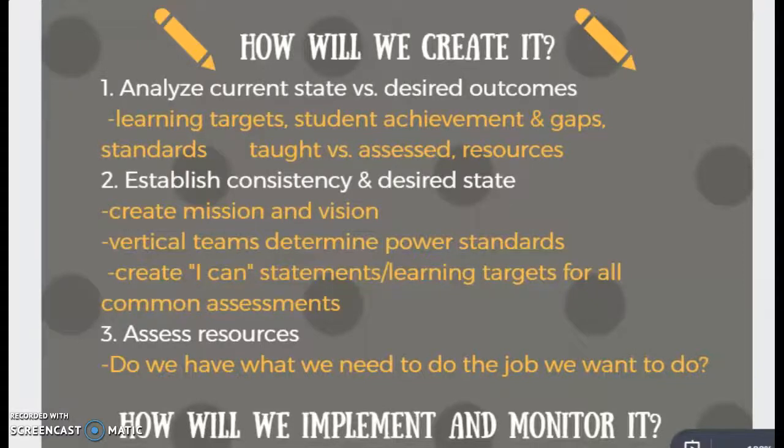And then lastly, we'll take a look at resources. The second thing we'll do in the creation of our curriculum is establish some consistency, and then create a desired state, or create that goal of where we want to be. So we will start by creating a mission and a vision.